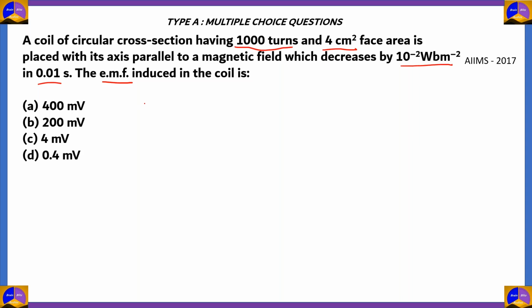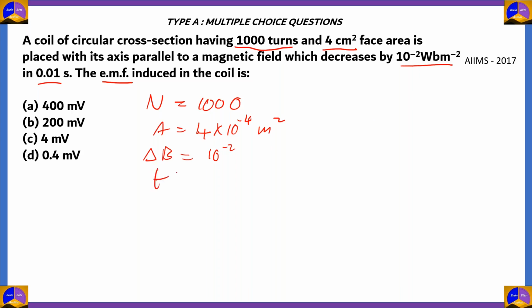So let's write down the quantities that we have. N is 1,000. Now the area is given as 4 centimeter square, so that means 4 into 10 raised to minus 4 meters square, and delta B, which is the decrease in magnetic field, that is given as 10 raised to minus 2 Webers per meter square, and the time is again 0.01, so we can write it as 10 raised to minus 2 seconds. Now let's look at the EMF.